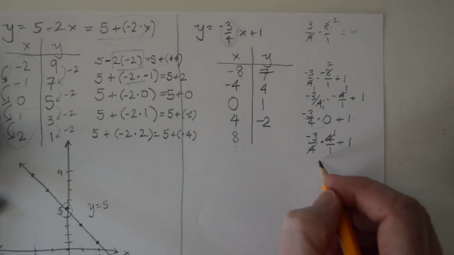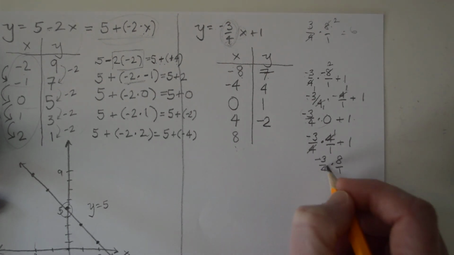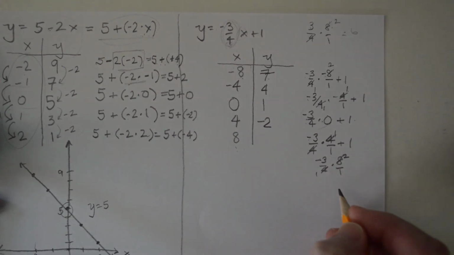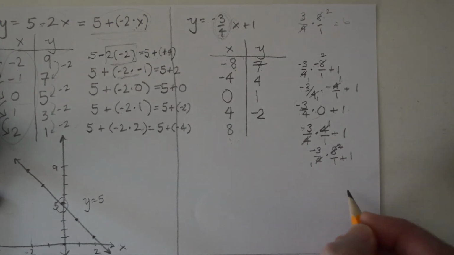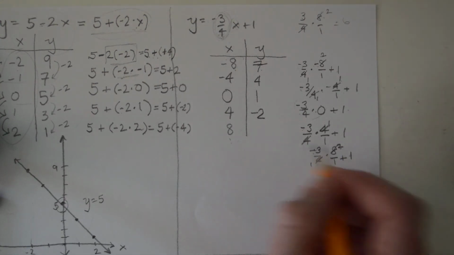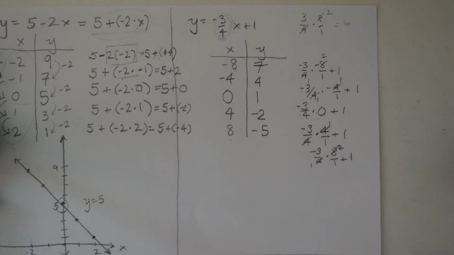And then finally we've got negative 3/4 times 8 over 1. That cancels. We have negative 3 times positive 2. Whoops, I forgot the plus 1. That's negative 6 plus 1 is negative 5.